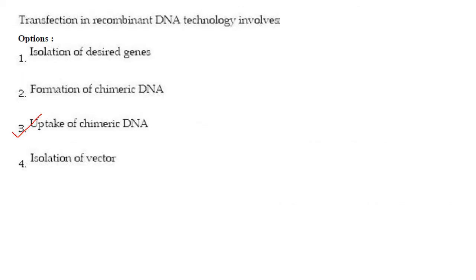Transfection in recombinant DNA technology involves option 1, isolation of desired gene, 2, formation of chimeric DNA, 3, uptake of chimeric DNA, 4, isolation of vector. Answer is option 3, uptake of chimeric DNA.